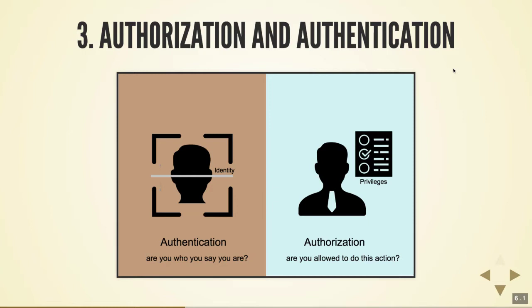So somebody could be authenticated. For example, when I log into README, it knows me, but then it rejects any ability for me to do anything because my trial has expired. So that's the difference between the two.